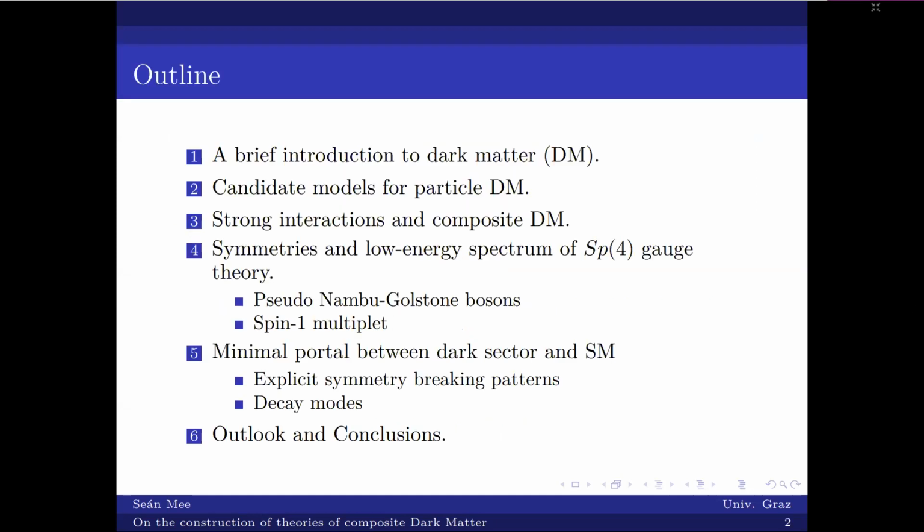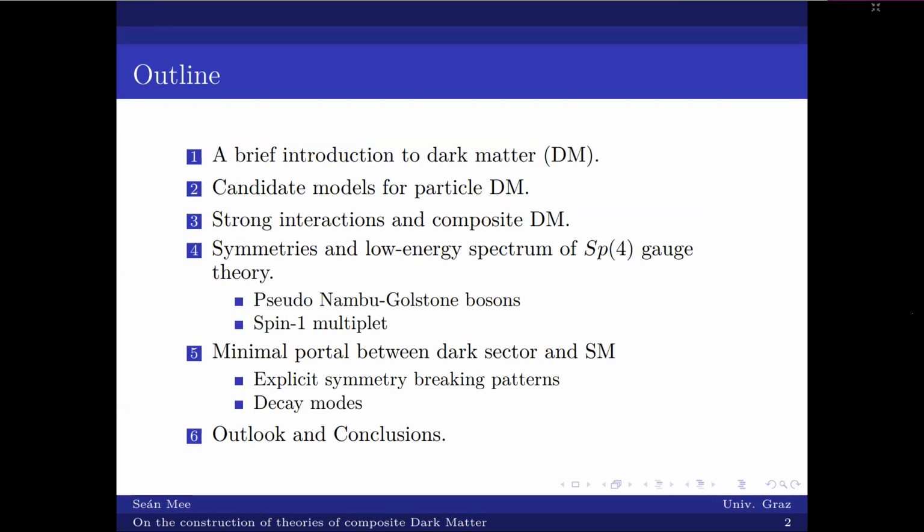Just before I begin, I'm going to provide a little outline of my talk today. I'm not sure it's very necessary, but I'll provide a very brief introduction to what dark matter is. I'm not sure exactly how many people here are familiar with it or work on it, but it's always useful to have some small introduction. I'm going to introduce some candidate models for particle DM, and in particular the idea of strongly interacting DM.